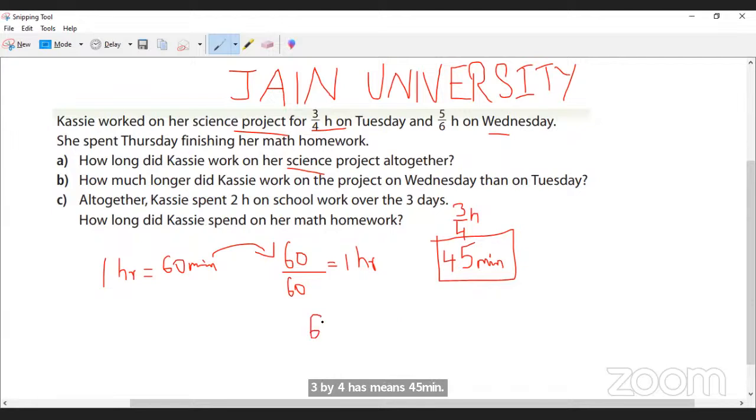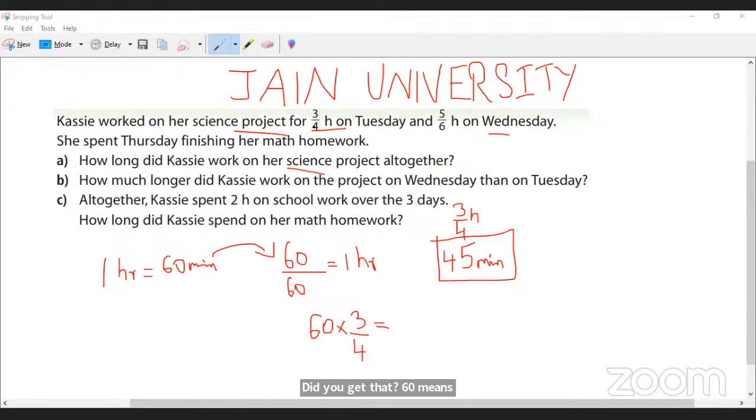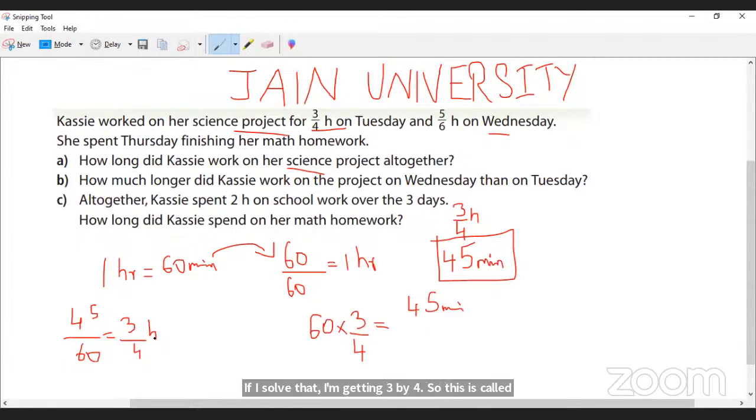That means 60 multiplied by 3 by 4 hours. Did you get that? 60 means 1 hour. 3 divided by 4 multiplied by 60. This is the way to convert it into minutes. It's already given in fraction, 3 by 4 hours, so it is going to be 45 minutes. Or I can say 45 minutes divided by 60. If I solve that, I'm getting 3 by 4. So this is called 3 by 4 hours. Any doubts?